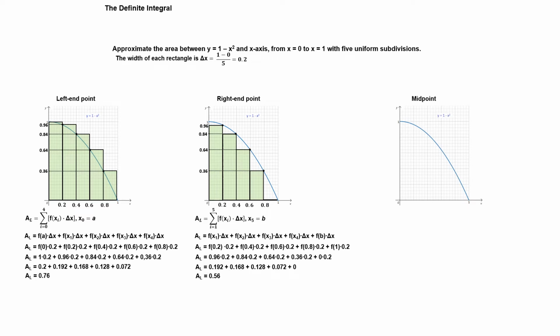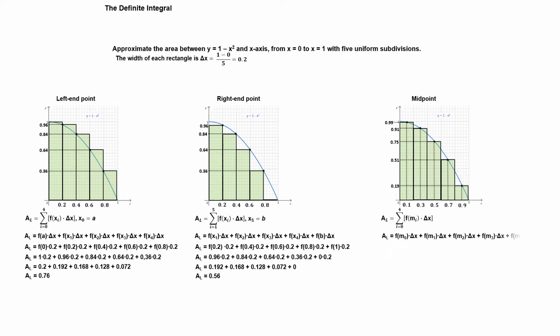A third way to approximate areas with rectangles is to make each rectangle cross the curve at the midpoint of its top side. The height of each is given by the function value at the midpoint of their top side. Adding the areas gives us 0.67.